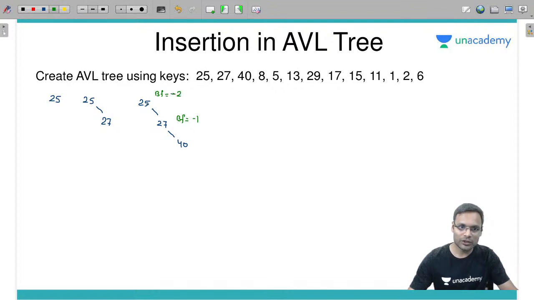Is there any problem at 25? Yes. What is the direction of the newly inserted node? Right and right. RR at 25. So apply RR at 25. This type of rotation. If we apply RR at 25, 27 will become root. Left side 25, right side 40.